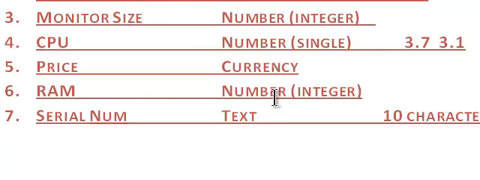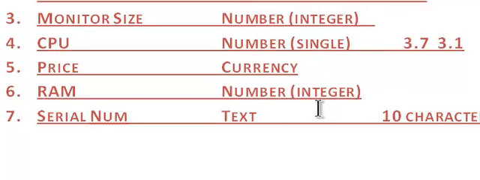Of course, price is currency, and we have RAM, which is usually what's referred to as the random access memory, the amount of main memory for a computer, also a number, and that's going to be an integer.